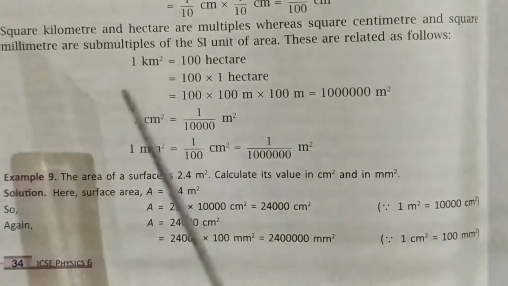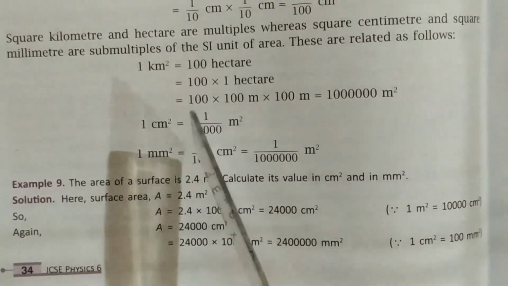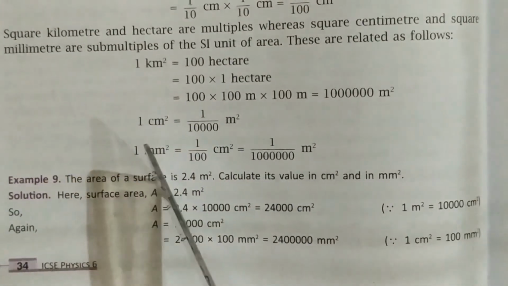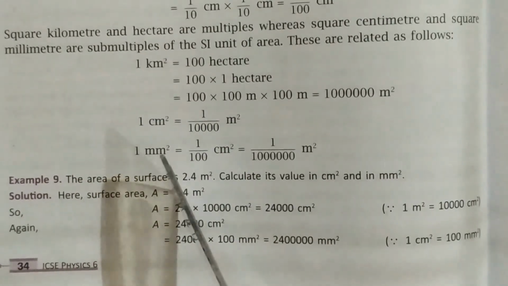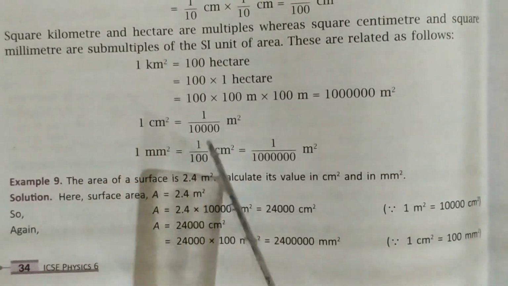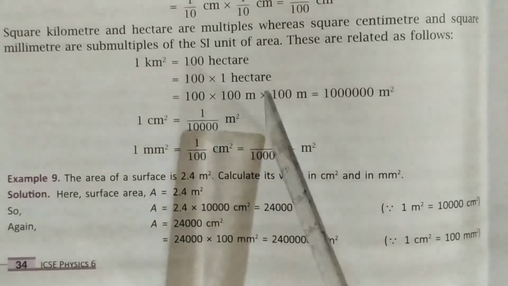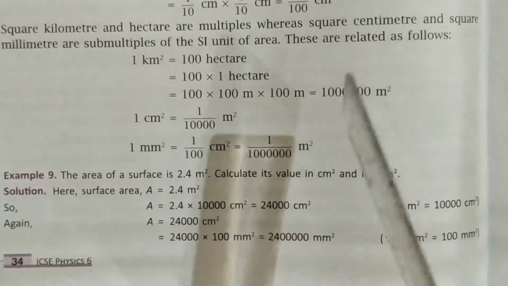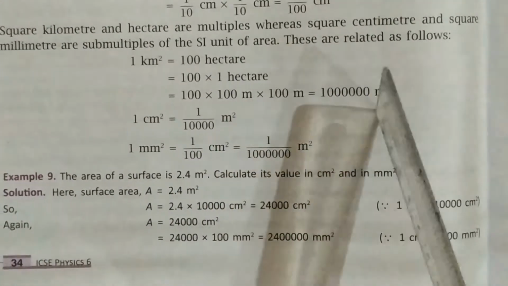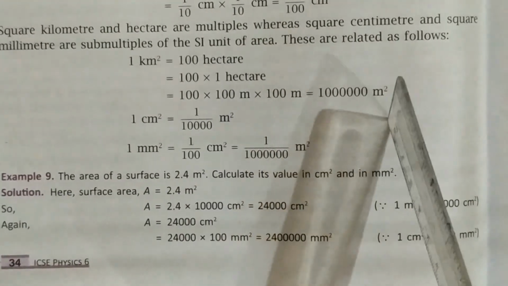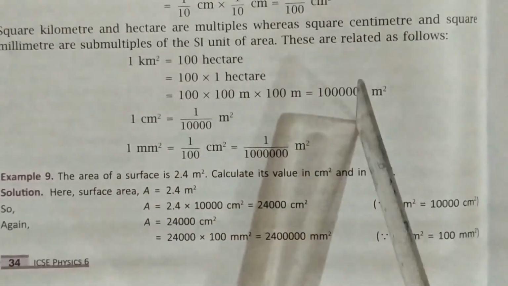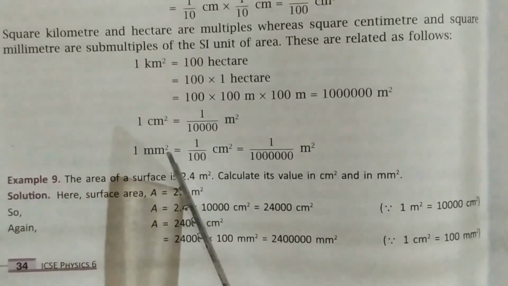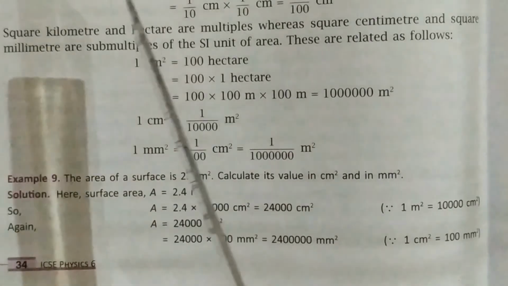And we are writing 1 centimeter square equals 1 upon 10,000 meters square. And now 1 millimeter square equals 1 upon 100 centimeter square, that is equals 1 upon 1 and 6 zeros meter square. So this value which we have written here is in meter square, but here we are writing that this value is for 1 kilometer square and this value is for 1 millimeter square. So this is the smaller unit and this is the bigger unit.